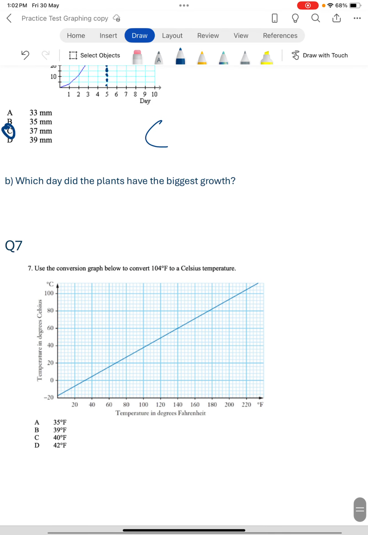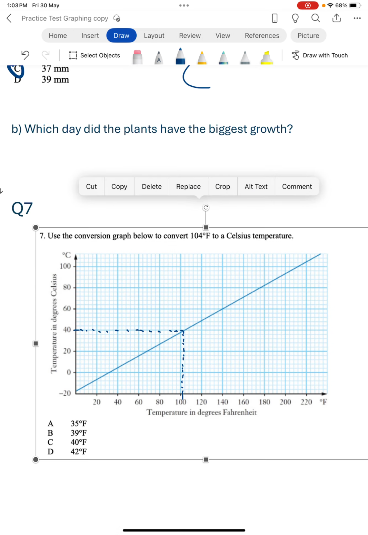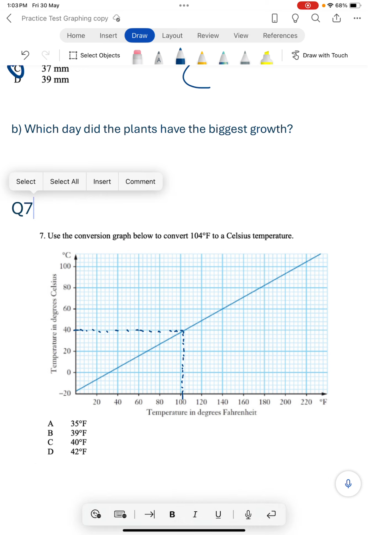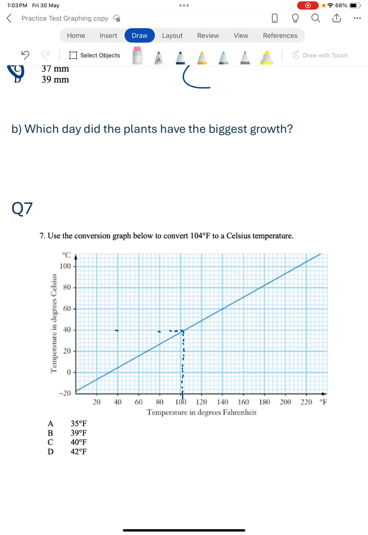Last one, unit conversion to go from 104 degrees Fahrenheit, so right about there, to a temperature in Celsius. So we will go, once again, follow up. We hit about there, go across. We're going to be pretty close to the 40 mark. Oh, wow, they're giving us some tough answers there. So they're really asking if it's 39, 40, 42. To be realistic, guys, on the test, most of those would be acceptable.